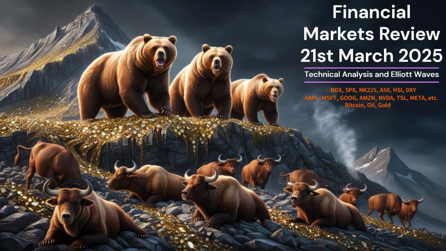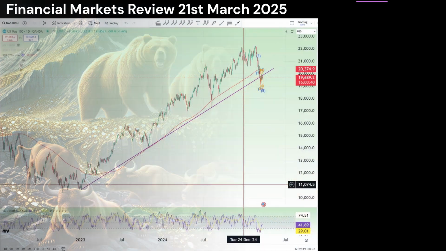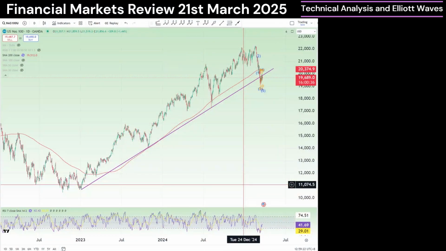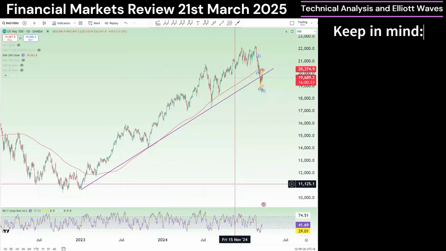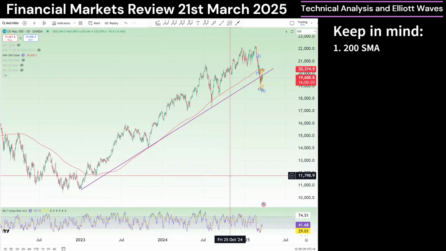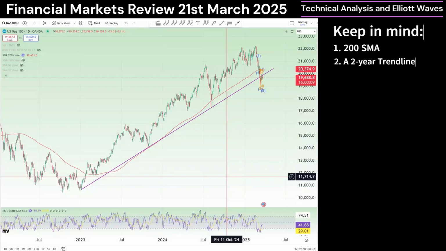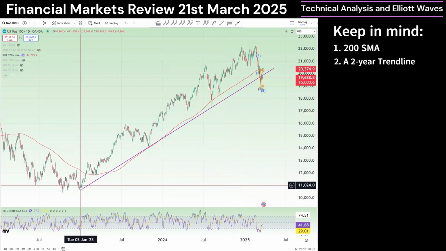So over here, let's start with the major indices. You see the Nasdaq. I want to point out a very important point for the indices as well as the stocks, that I want you to keep in mind when you look at all these charts. Firstly, is the 200-day moving average. I'm using a simple moving average, though it doesn't really matter whether you use the exponential one. Over here I'm using the 200-day moving average and also a trend line that is drawn over 2 years, from January 2023.